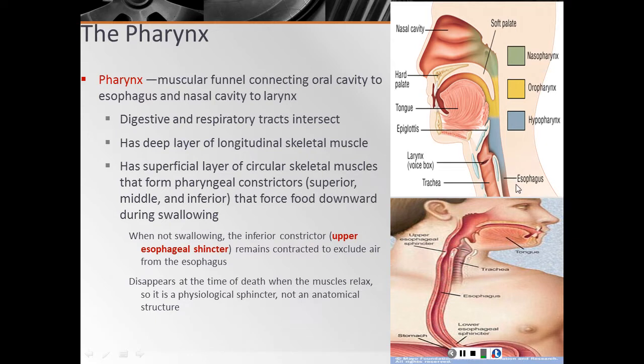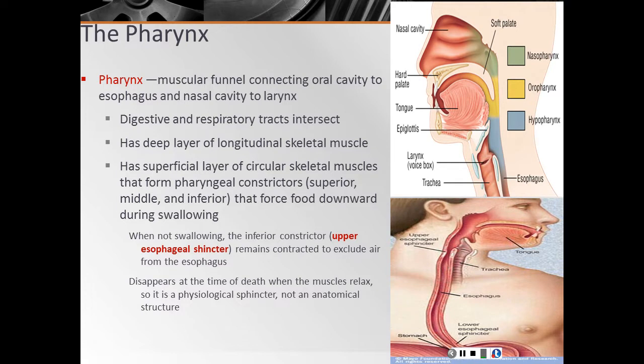Now it has a deep layer of longitudinally oriented skeletal muscle and a superficial layer of circular skeletal muscles. Now we know that the circular muscle is divided into a superior, a middle, and an inferior pharyngeal constrictor that are going to force food downward while someone is swallowing. And when food is not swallowing, we have this inferior constrictor that remains contracted to exclude air from the esophagus.